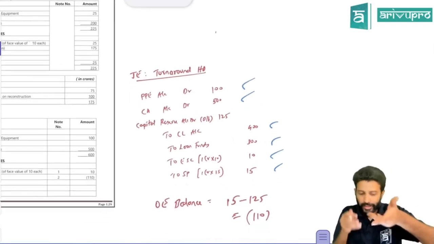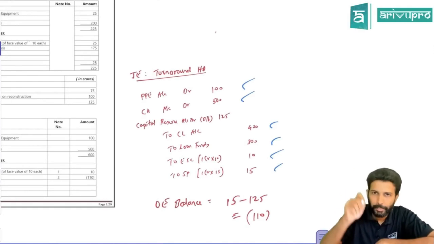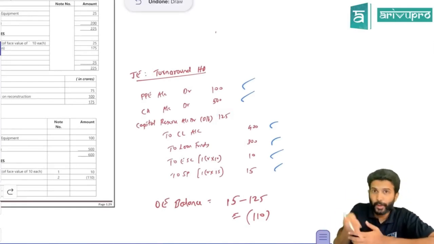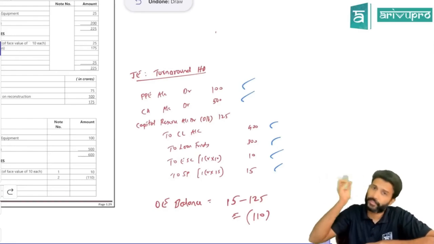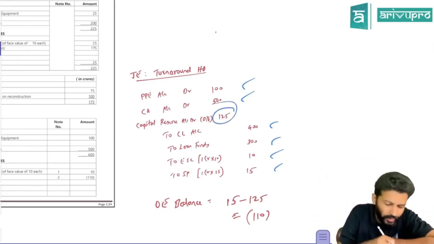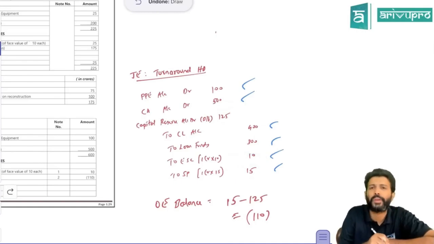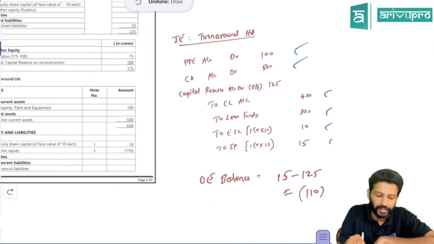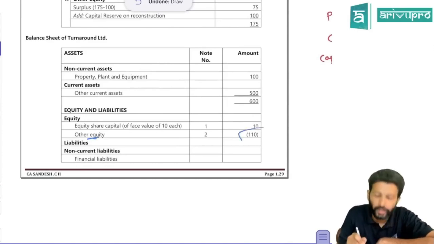So when they ask you for the balance sheet of Turnover Limited, keep in mind the other equity portion. Capital reserve has a debit balance, but just because it has a debit balance, don't show it on the asset side. It will still come under other equity only, but as a negative balance. So capital reserve is 125 negative, security premium is 15 positive. If you net off 125 minus 15, the other equity balance will be 110. That's what they've shown over here. They prepared a note for it, but I'm just saying.